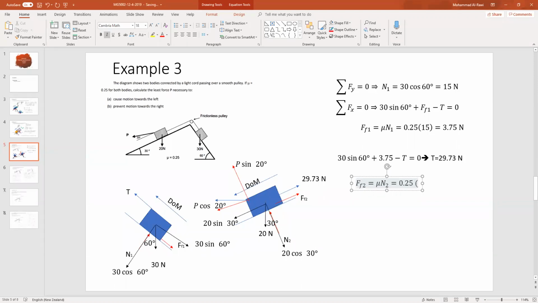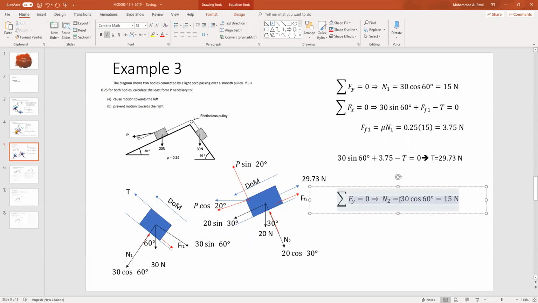If you look at N2, what you have is 20 cosine 30 degrees. But if you do it that way, it will not help you at all. So it's best to start writing this equation again. Otherwise, we'll confuse ourselves. So summation of forces in the y direction is equal to 0. You change this one to 2.